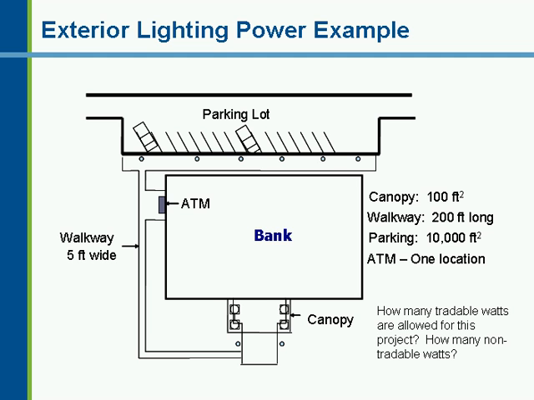So let's look at an example. Here's a typical bank building. It has a canopy out front, has a walkway that's 5 feet wide, has a parking area and it has one ATM. So we need to determine how many tradable and how many non-tradable watts we have and calculate our allowance. So let's look at an allowance specific calculation.